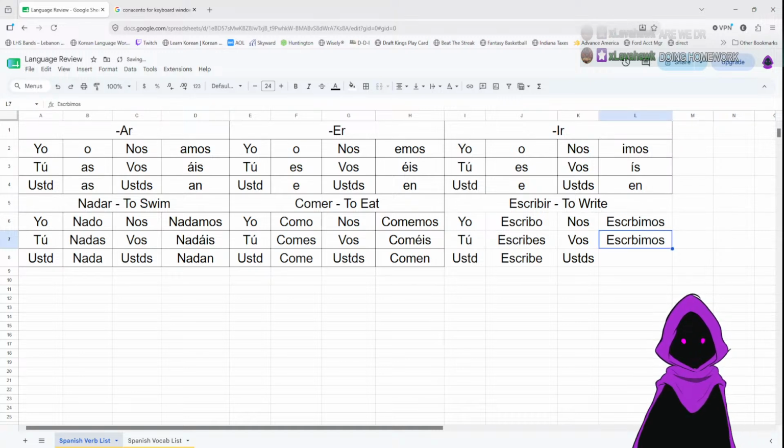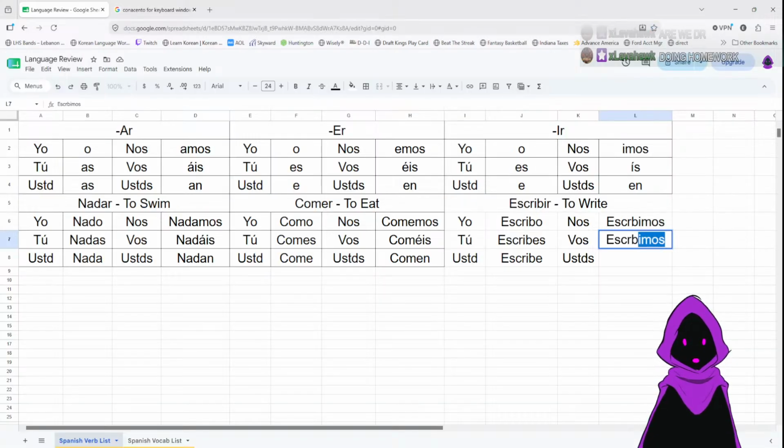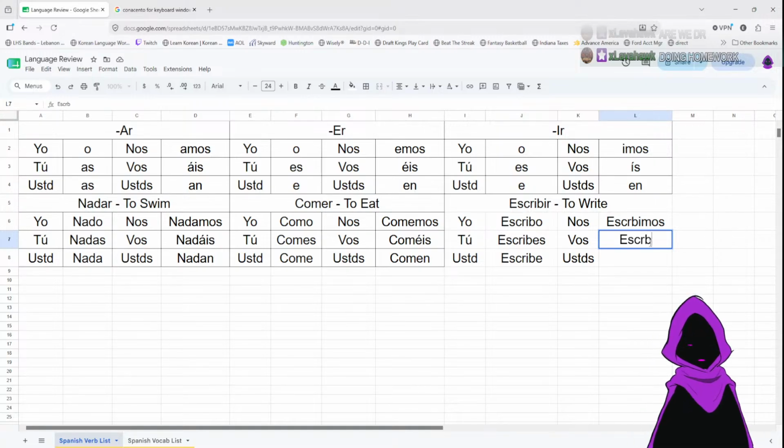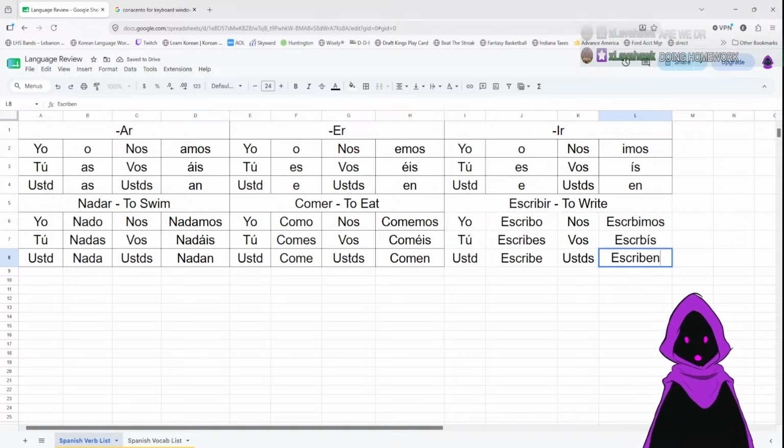Can't get any of these controls down today. That's control, not alt. What happened? That's not the right one. The accented í is alt 161, not 131. Oh, I don't even need it here. I do, I'm just looking at the wrong one. Escribís for y'all write, and escriben for they write.